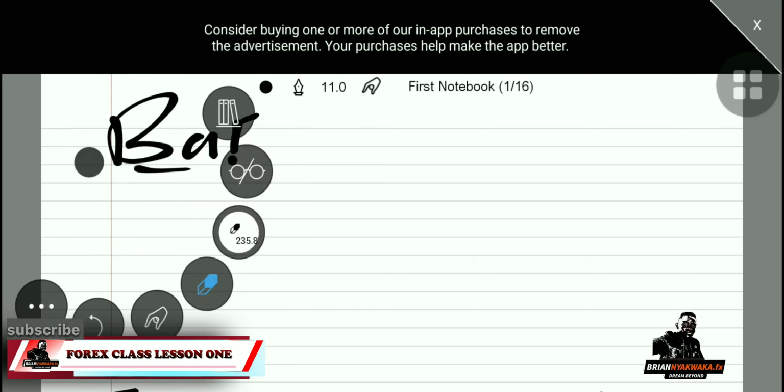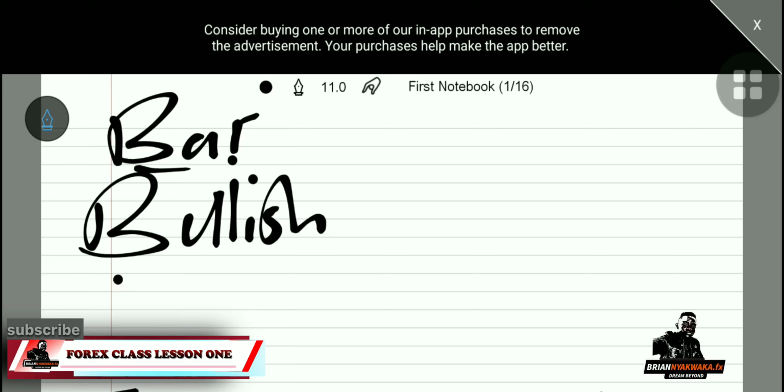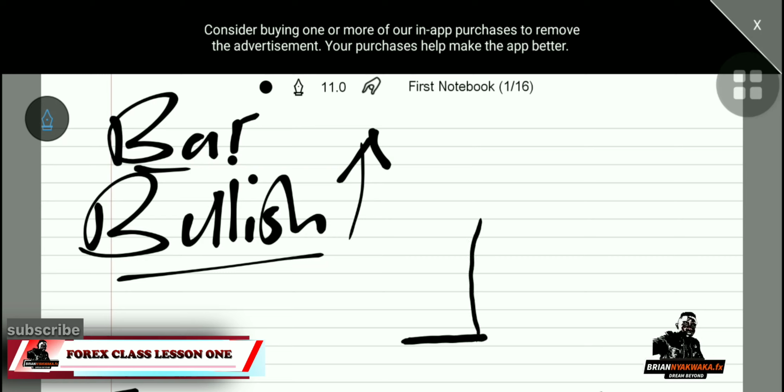Bullish bar chart. I'm going to show you on the real chart how it looks. We have a bullish chart. Bullish means that the price is going up. Remember, I told you something bullish means that the price is moving up. So it means the price opened at the bottom from the left side, went all the way up and closed at the top, and we have the upper wick and the lower wick.